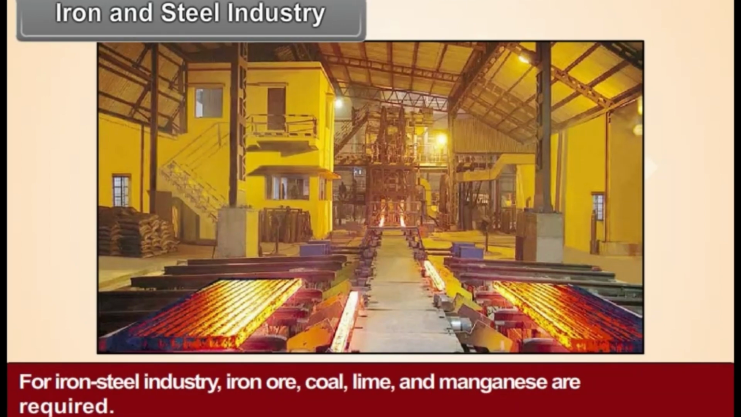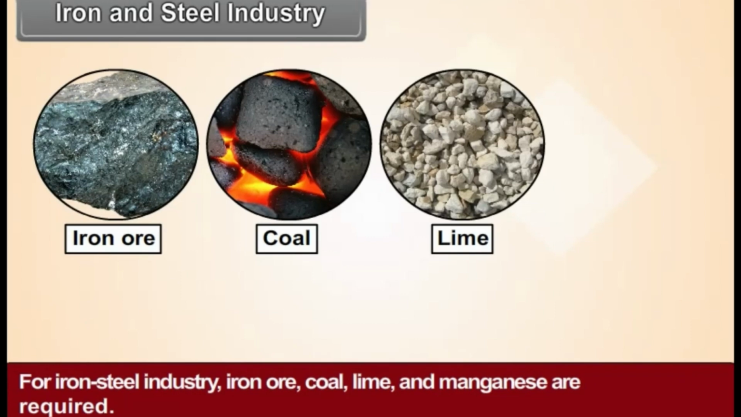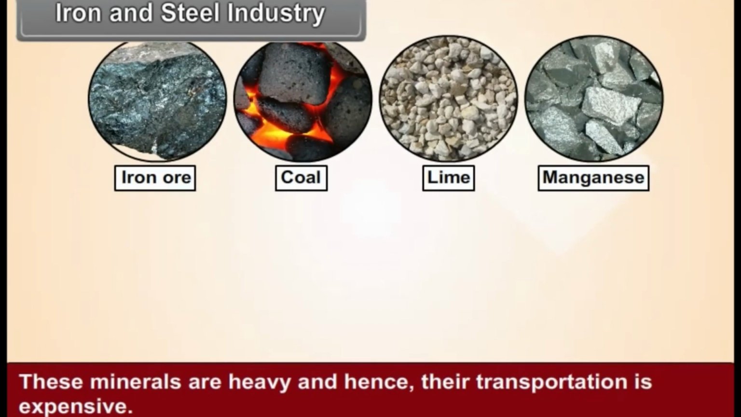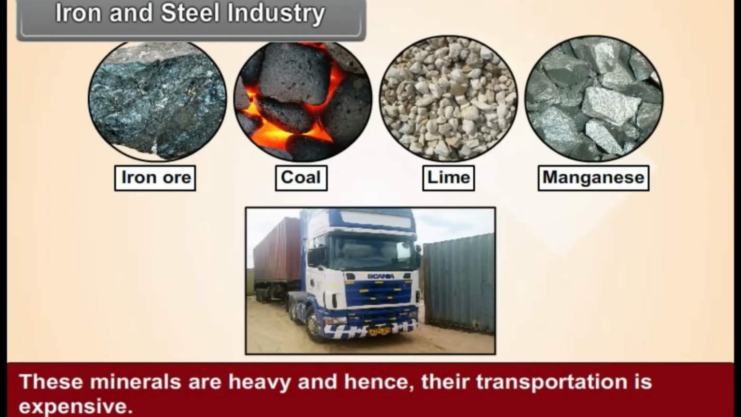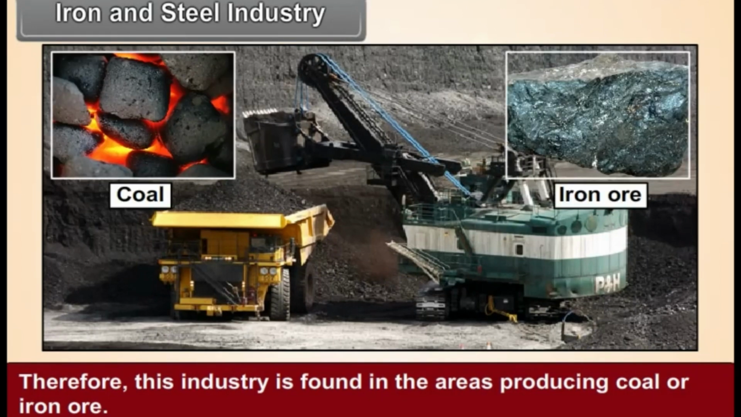For iron-steel industry, iron ore, coal, lime and manganese are required. These minerals are heavy and hence their transportation is expensive. Therefore, this industry is found in the areas producing coal or iron ore.